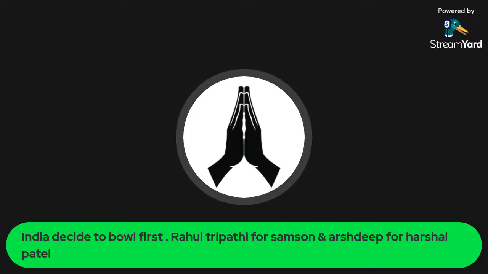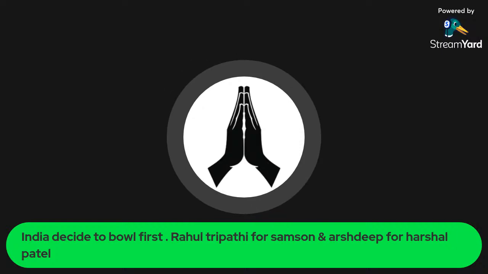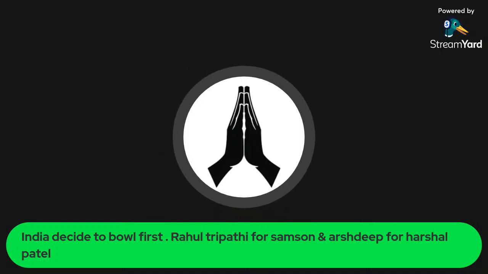And we are live. Double change for India. India won the toss and decided to bowl first. Rahul Tripathi making his debut today for India in place of Sanju Samson, and Arshdeep coming back for Harshal Patel.